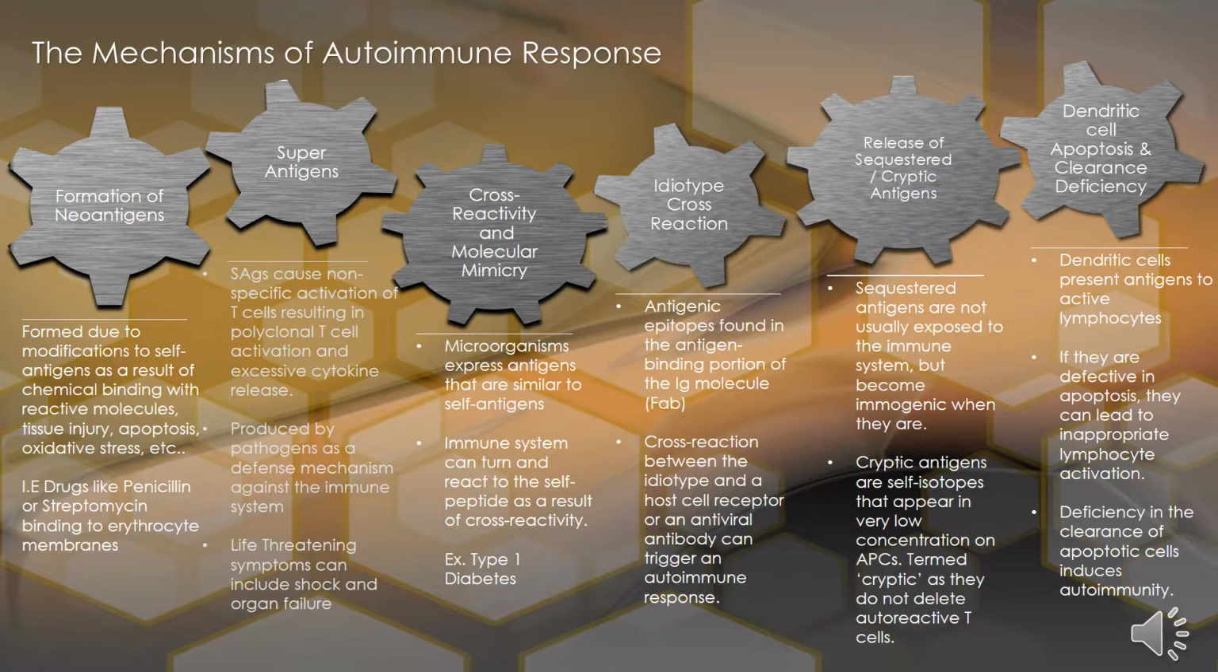The mechanisms of autoimmune response. Formation of neoantigens. Neoantigens are formed due to modifications to self-antigens as a result of chemical binding with reactive molecules, tissue injury, apoptosis, or oxidative stress. Drugs such as penicillin or streptomycin binding to erythrocyte membranes is an example of the creation of these.